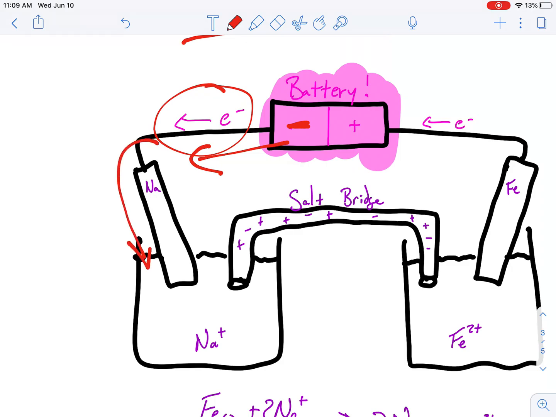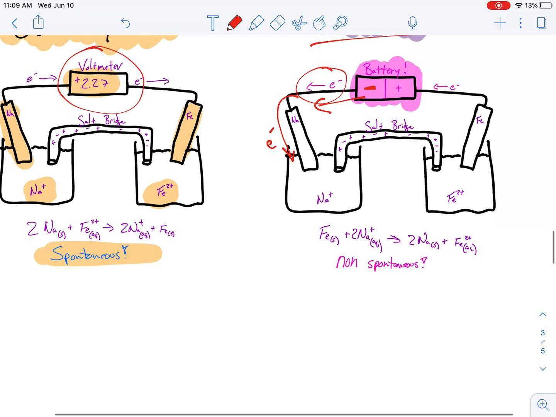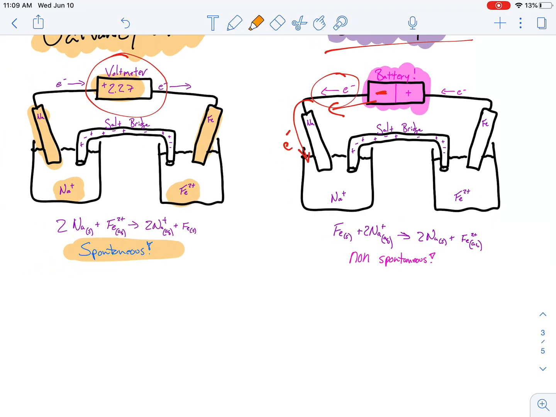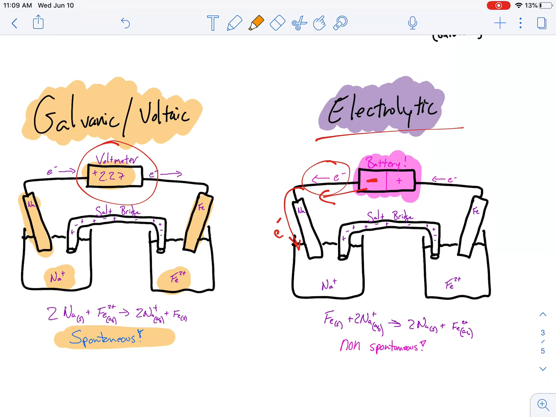So if I'm forcing electrons in this direction, that means this is a non-spontaneous event. And this is actually the reverse of this spontaneous event. It's driven by a battery. So that's what we mean by an electrolytic cell, the actions caused by the battery. When we get to electroplating, then it'll make a little bit more sense.